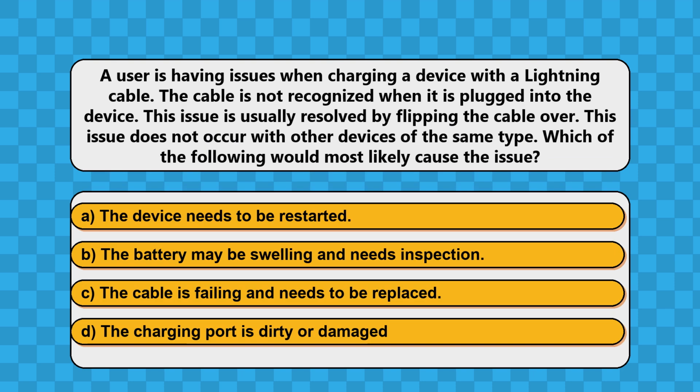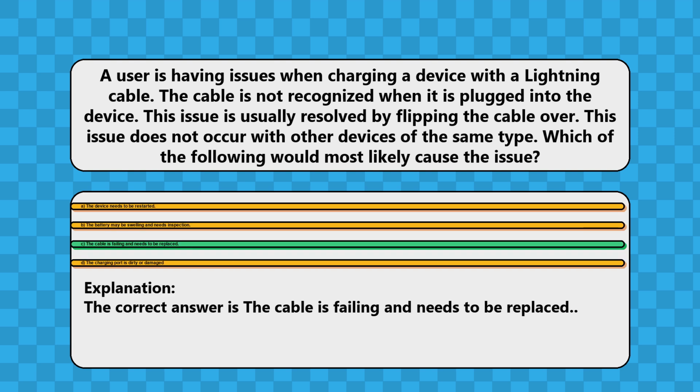Question 27. A user is having issues when charging a device with a lightning cable. The cable is not recognized when it is plugged into the device. This issue is usually resolved by flipping the cable over. This issue does not occur with other devices of the same type. Which of the following would most likely cause the issue? Option A. The device needs to be restarted. Option B. The battery may be swelling and needs inspection. Option C. The cable is failing and needs to be replaced. Option D. The charging port is dirty or damaged. The correct answer is option C. The cable is failing and needs to be replaced.